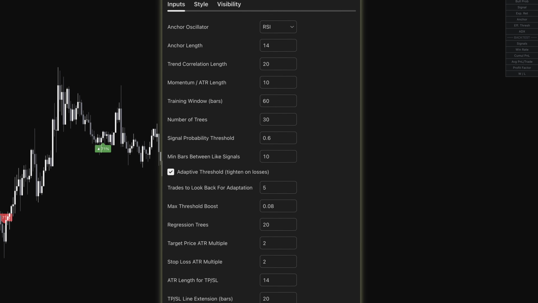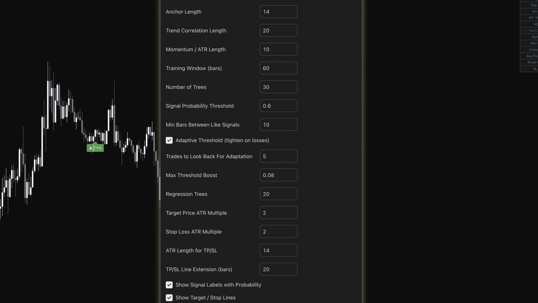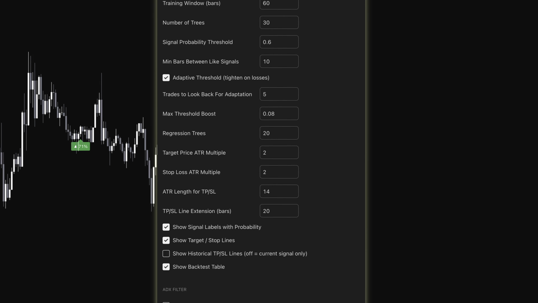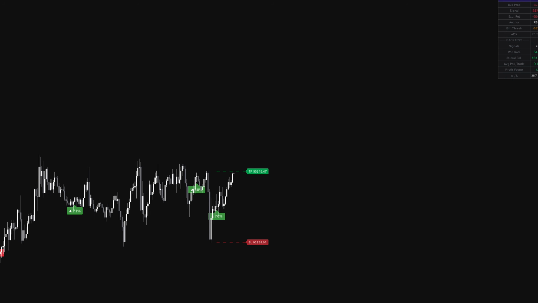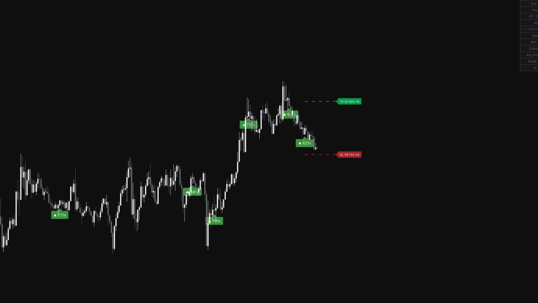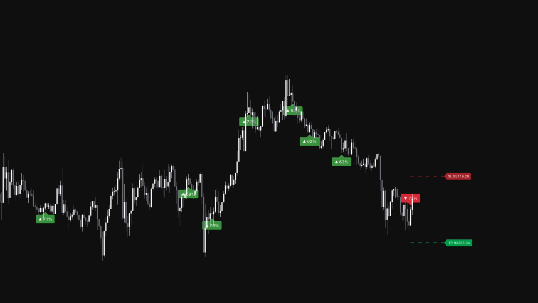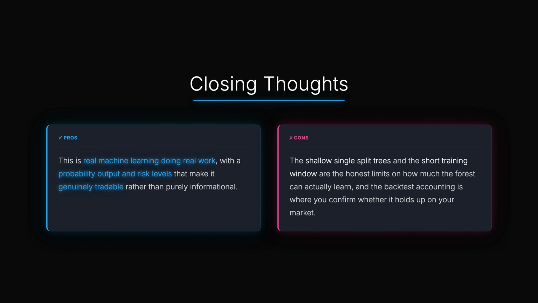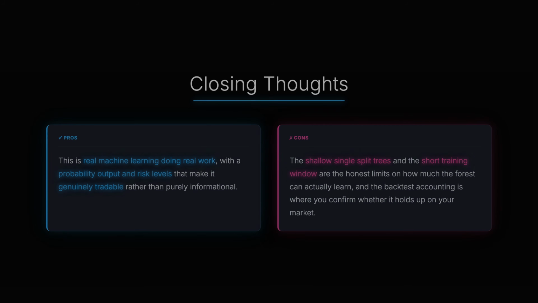Customization covers the training window, tree count, probability threshold, the adaptive behavior, and the ATR-based targets, which gives you real control over how selective it is. Visualization is clear, with probability-labeled signals and clean target and stop lines that show only the active trade by default. This is real machine learning doing real work, with a probability output and risk levels that make it genuinely tradable rather than purely informational. The shallow single-split trees and the short training window are the honest limits on how much the forest can actually learn, and the backtest accounting is where you confirm whether it holds up on your market.